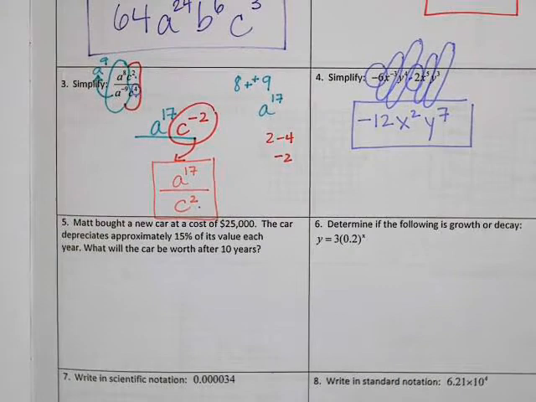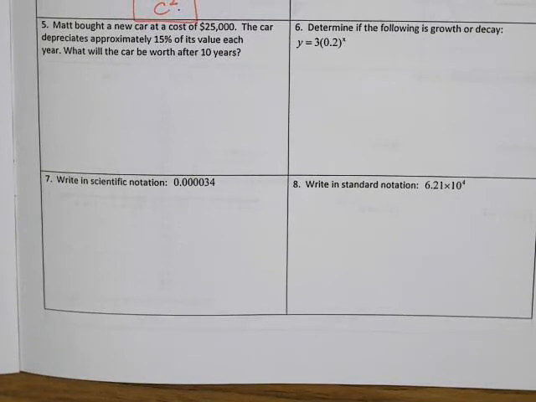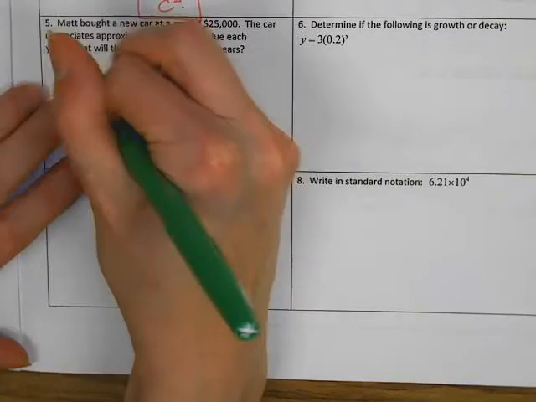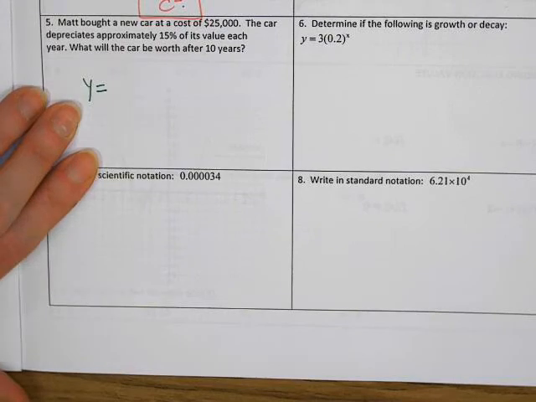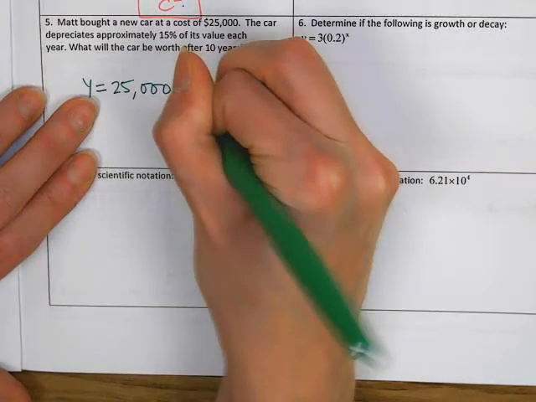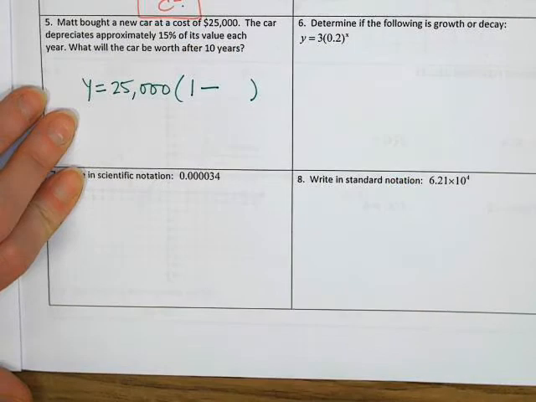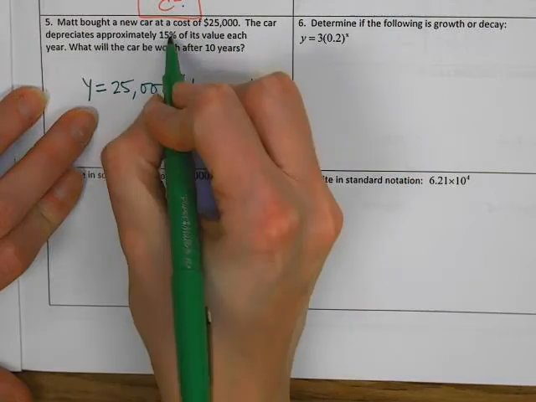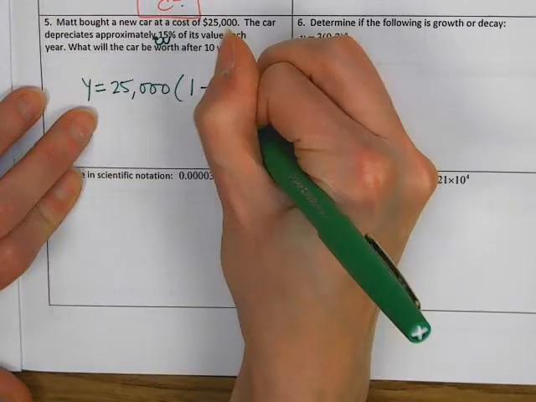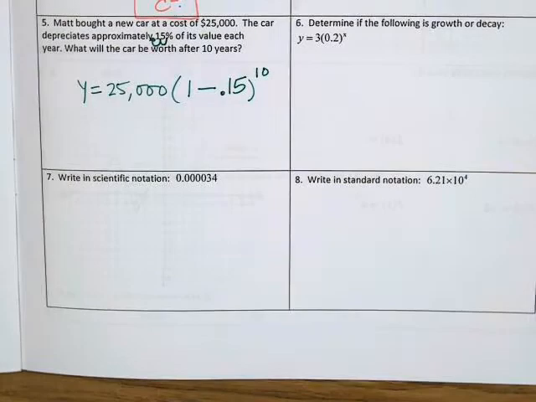All right, moving along. Now to the more recent stuff, exponential modeling. So number 5, this is one of those ones. So y equals, how much does the car cost to start? It's $25,000. And then it's 1 minus r, since it depreciates. 15% moved over twice would be 0.15. And then to the t power would be 10.